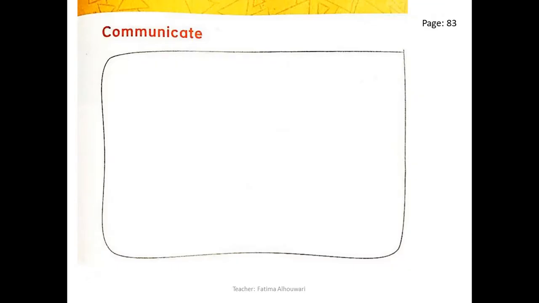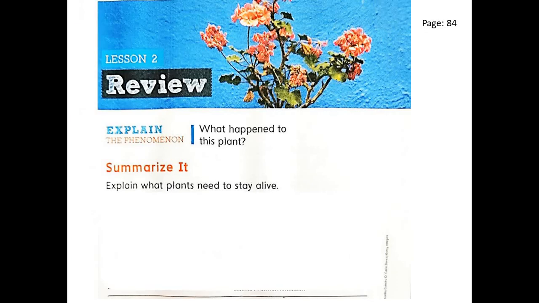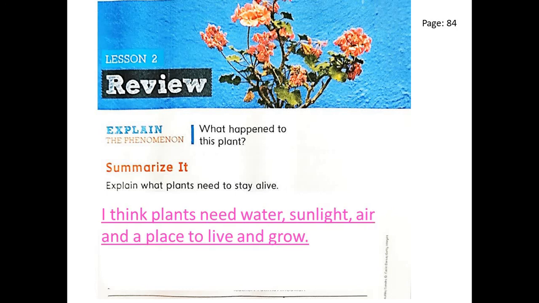It's time to draw, grade 1. So please, grade 1, open your book, page number 83 and draw a picture of a cactus plant in a desert. And show me later, grade 1. Let's see the next page, page number 84. Let's summarize what we learned in this lesson. We learned that plants need water, sunlight, air, and a place to live and grow. Please, grade 1, write this answer in your book.